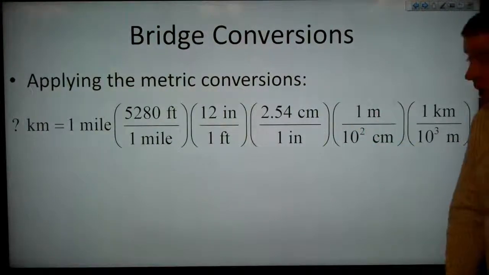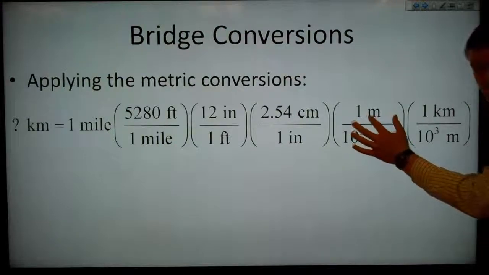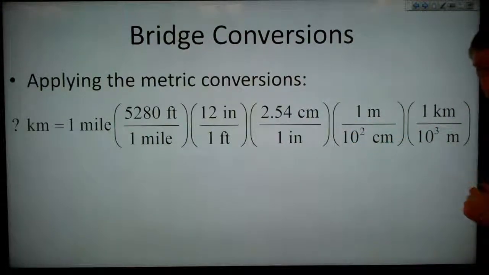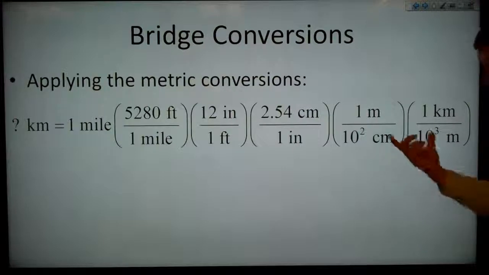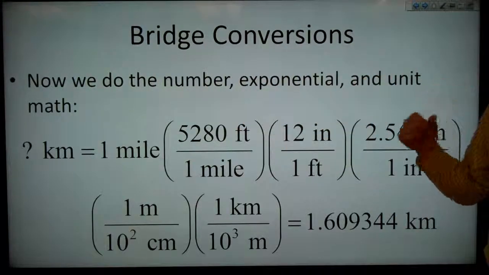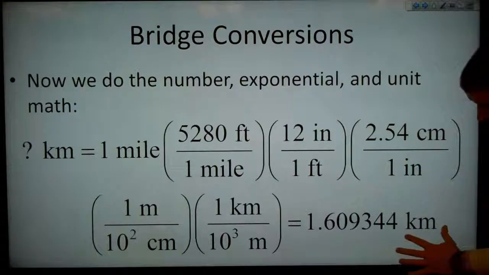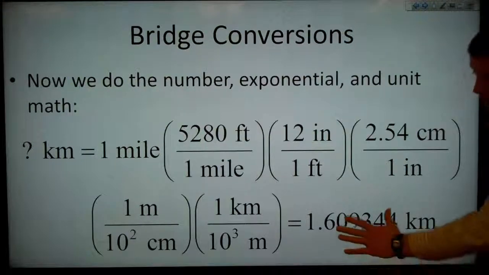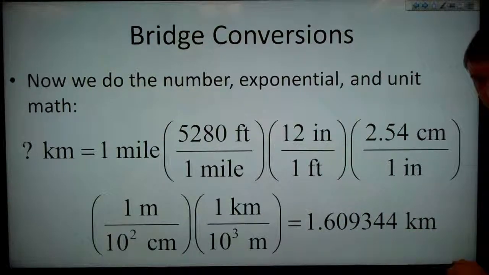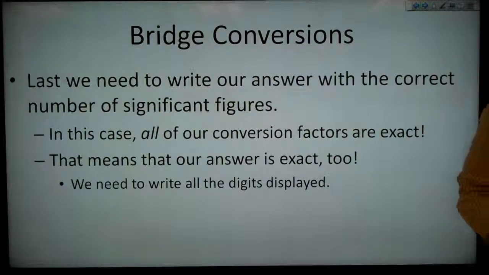And now we can apply some metric conversions. So we're getting rid of centimeters to meters, going from meters to kilometers, and now we have some exponential math involved. Now we're going to do our number, exponential, and unit math. So we worked it out. Our unit math, all of our units cancel except for kilometers. With our number math and exponential math, I've worked that out already, and we get 1.609344. And last, we need to write our answer with the correct number of significant figures.